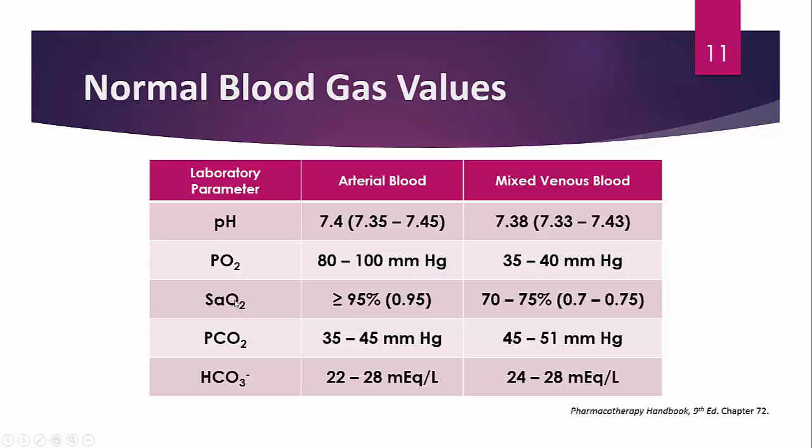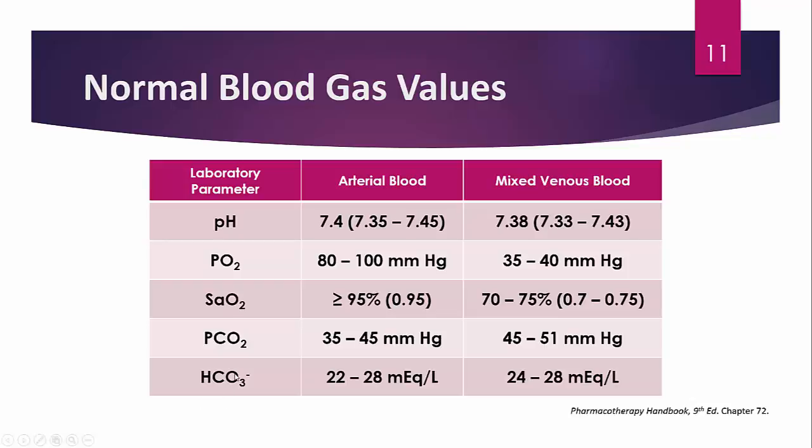We have SaO2, which is arterial oxygen saturation. Ideally, we want it to be greater than or equal to 95%, though some people will accept it being at least 90%, and that's acceptable as well. This PCO2 is a value that we commonly associate with the lungs. So that's the pressure of carbon dioxide, and that is between 35 and 45 millimeters of mercury. As we said before, the normal value is around 40.